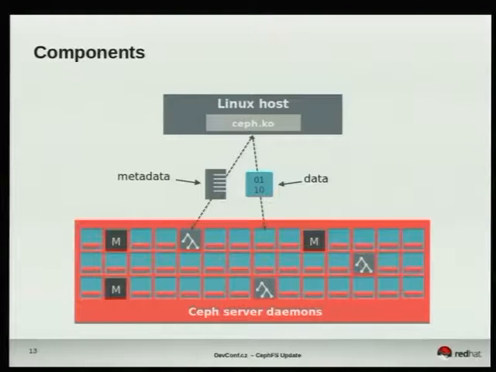In this one, the kernel client is in use. And the key thing about this diagram is that the data path and the metadata path are separate. So the data operations are going to OSD servers, which are within the Ceph RADOS object store. So they're going directly to this backing store, which is unaware that it's a file system at all. And the metadata operations are going to our MDSs. And that separation is important because it means that we can scale metadata and data storage independently.